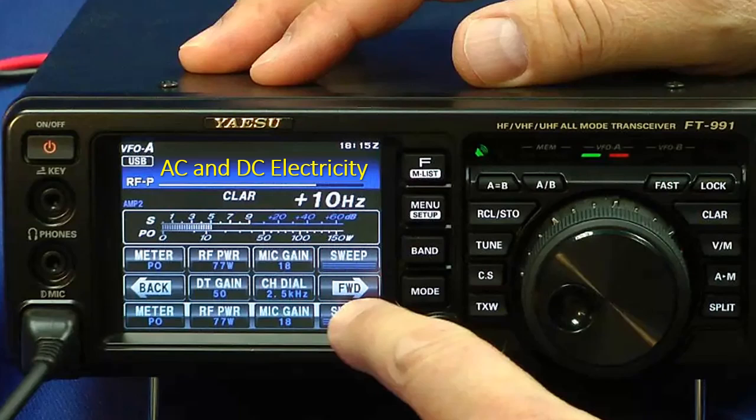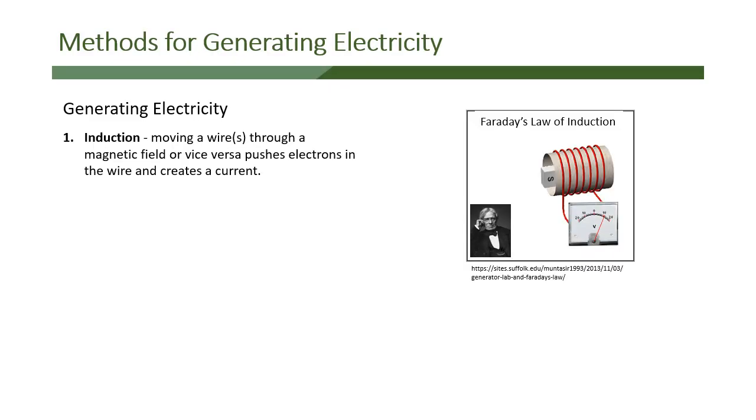So let's start with how you generate electricity. The first method we're going to talk about is induction, which is moving a wire through a magnetic field, or vice versa, that is, moving a magnet through a set of coils or wires. This pushes electrons in the wire and creates a current. You can see on the right, we have a magnet going through a coil and it's deflecting the voltmeter to the right, which is a positive voltage. Then when the magnet is moved out, it's deflecting the meter to the left, which is creating a negative voltage. This is an alternating voltage or an alternating current.